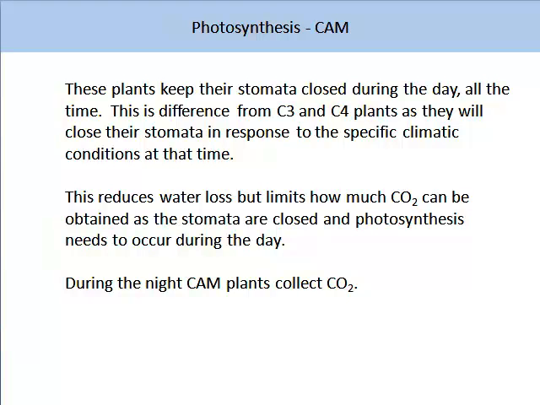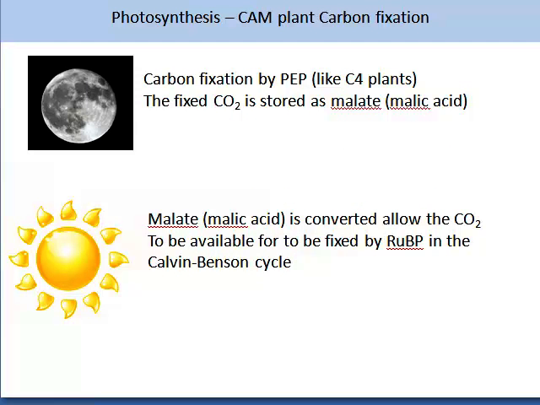During the night, CAM plants have evolved to be able to overcome this problem by collecting CO2. The CAM plants fix carbon dioxide by PEPC, and this is similar to the C4 plants. The fixed CO2 is stored as malate or malic acid. During the daytime, malate or malic acid is then converted to allow the CO2 to become available. The available CO2 is fixed by RuBP in the Calvin-Benson cycle.